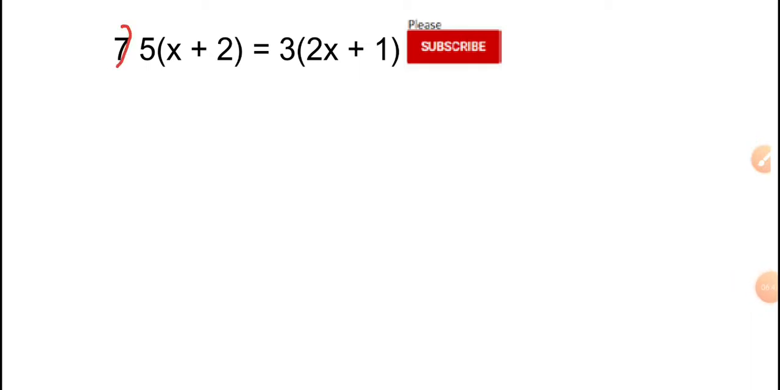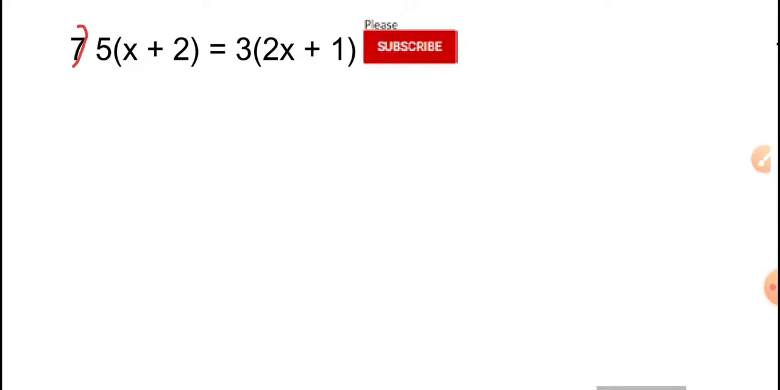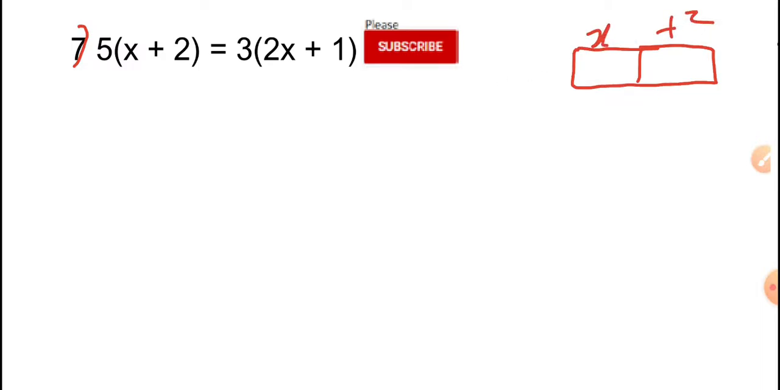Question 7. So again we'll have to expand both sides. So if I expand the left hand side, on the top I'll have x plus 2, and on the side I have this 5. So 5 times x is 5x, and 5 times the plus 2 is plus 10. So it's 5x plus 10 is equal to.